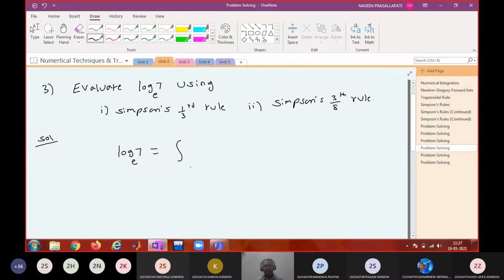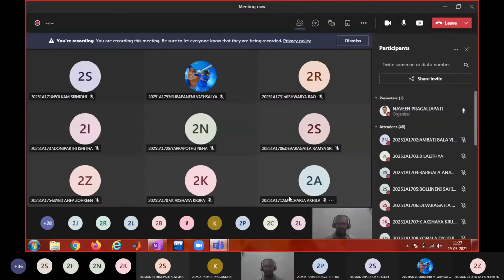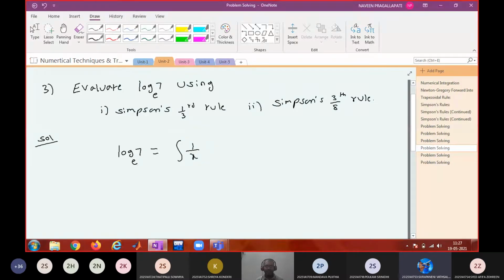Somebody is trying to answer. 1 by x, sir. 1 by x from what limits? 0 to 7. Is that right? What is the integration of 1 by x? Log x. Is log 0 defined? No, sir. Then what should be the lower limit? 1, sir. Yeah, 1 to 7.